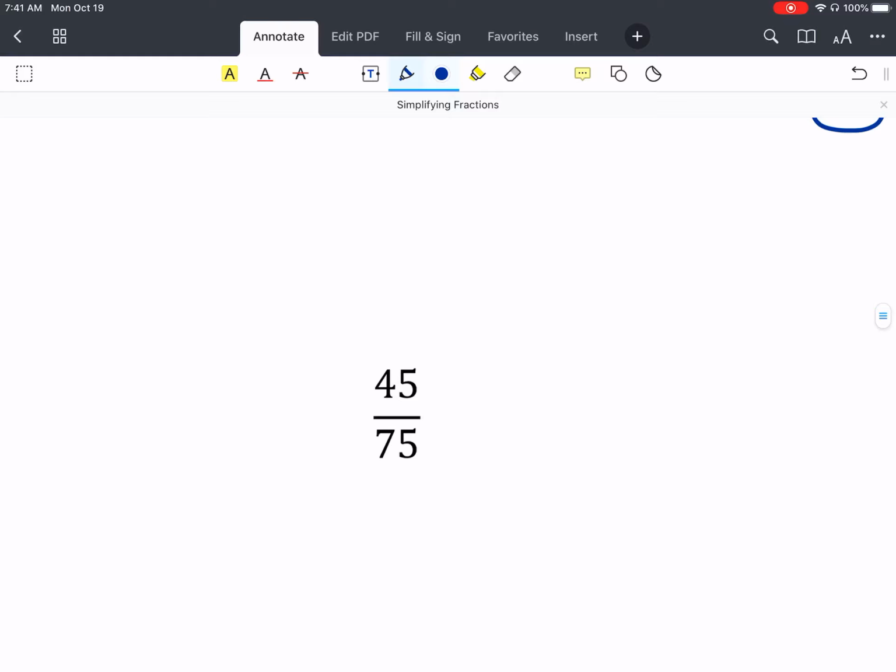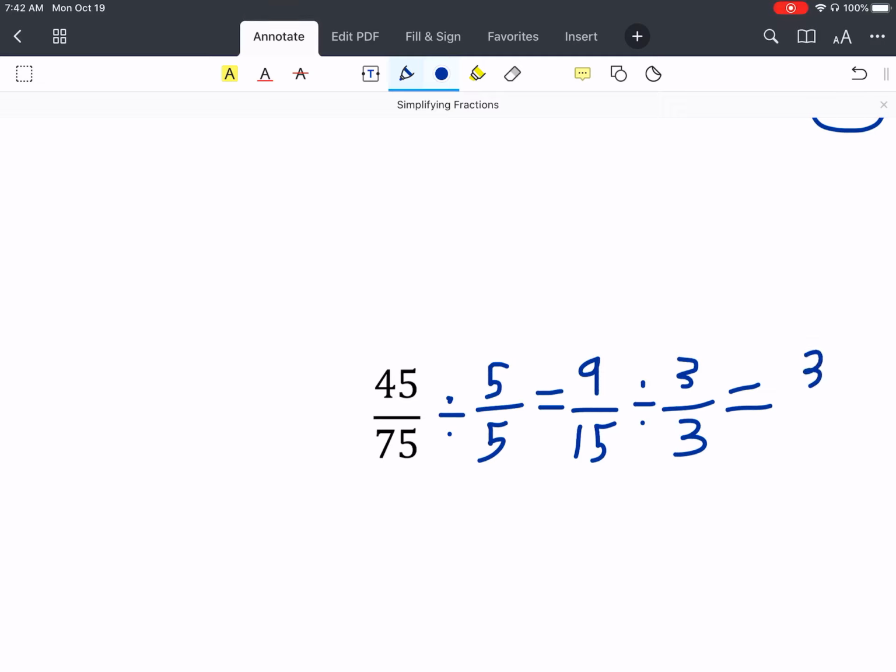45/75. First thing I notice is that both of these numbers end in a 5. And if a number ends in a 5 or a 0, I can divide by 5. So I'm going to look and go, oh, well, 45 divided by 5 is 9. 75 divided by 5 is 15. So that's a really good start. I can still simplify this down and divide by 3. And I end up with 3/5.